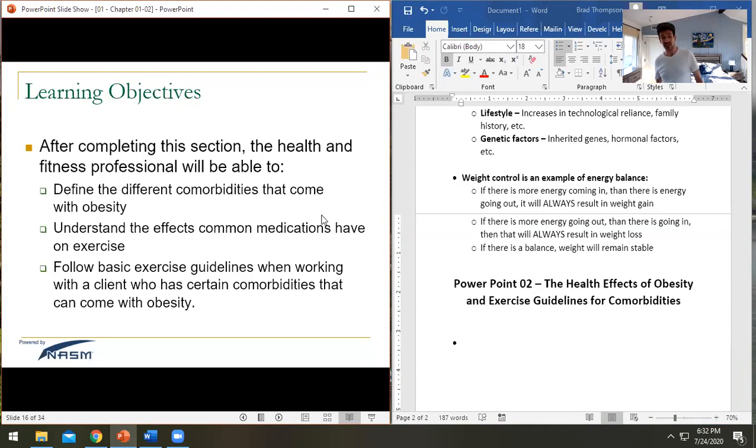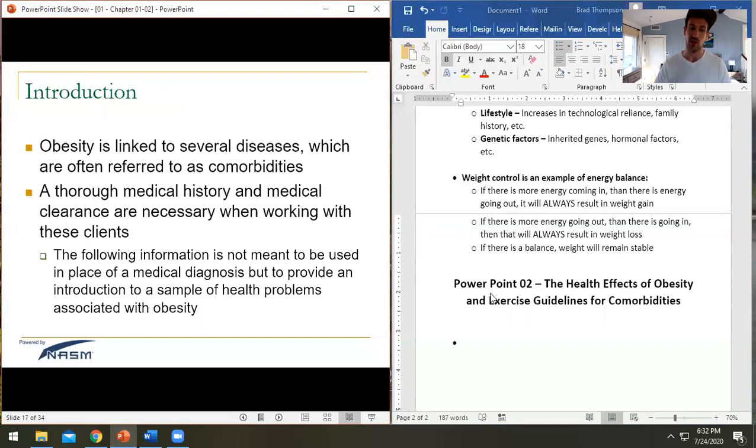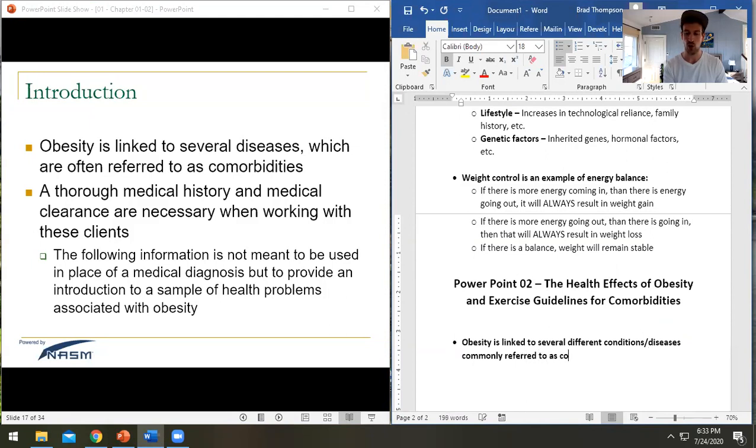So next half of this PowerPoint, after completing this section, we should be able to understand the different comorbidities that come with obesity, understand the effects that certain medications are going to have, and basic guidelines for working with those comorbidities. So we do know that obesity is linked to several different conditions or diseases, commonly referred to as comorbidities.